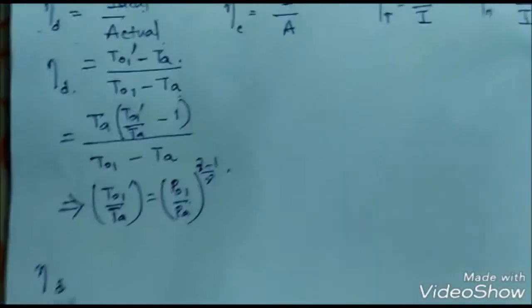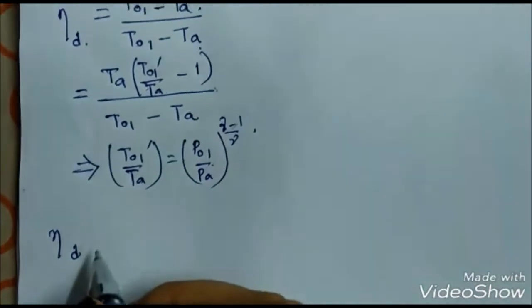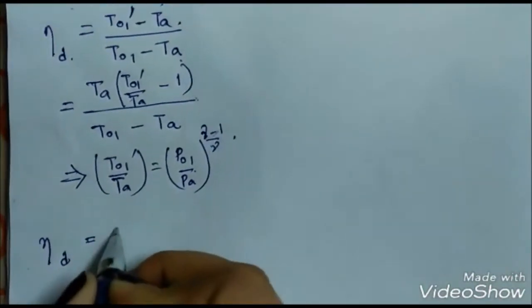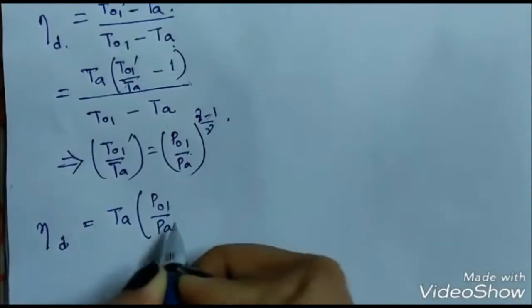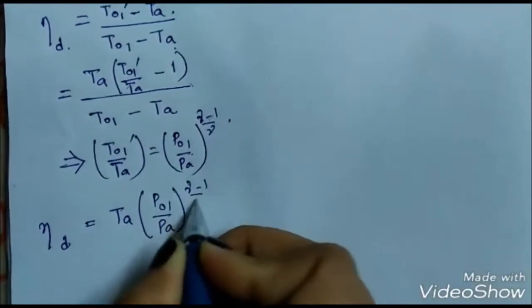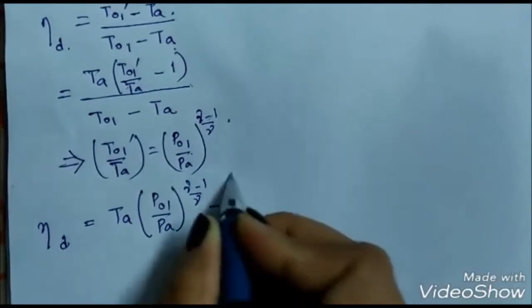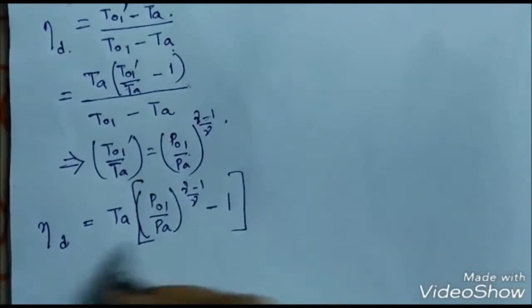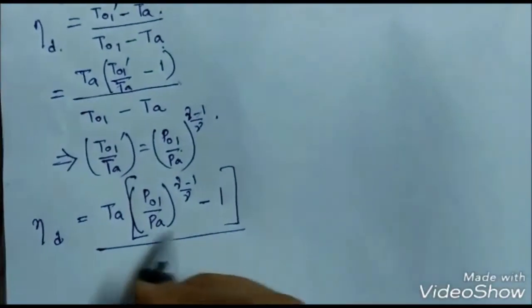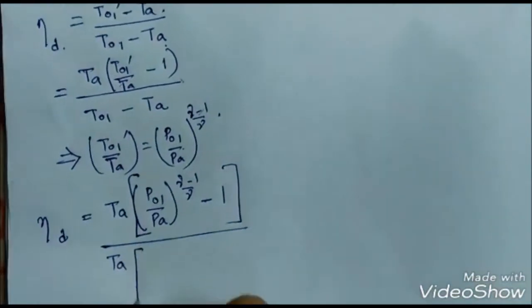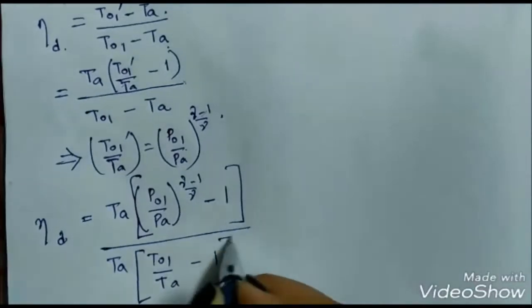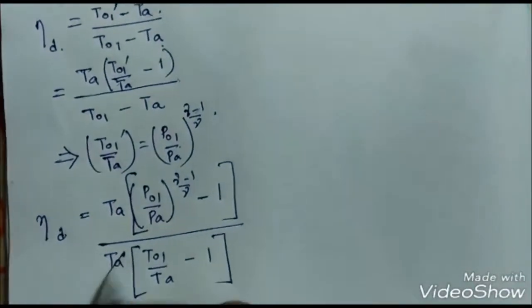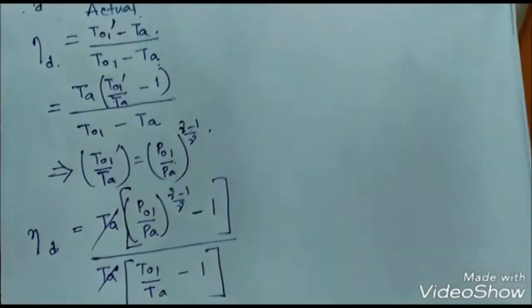So eta D equals TA times P01 by PA to the power gamma minus 1 by gamma minus 1, divided by TA times T01 by TA minus 1. Let me cancel this TA.